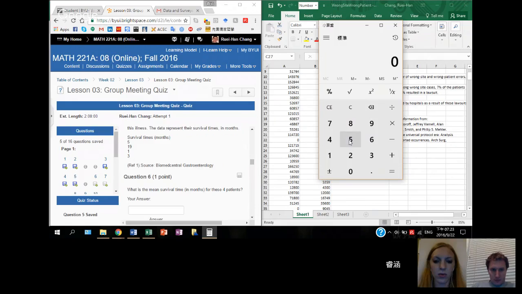So, you guys ready for question number 6? Yep. 6 is pretty simple. The 4 survival times, and we need to find the mean of it. So just add it up. Use my little calculator, add it up, and then divide it by 4. So 19 plus 5 plus 1 plus 3 equals 28, divided by 4 equals 7. Sorry, I got 7. Yeah. Yep.